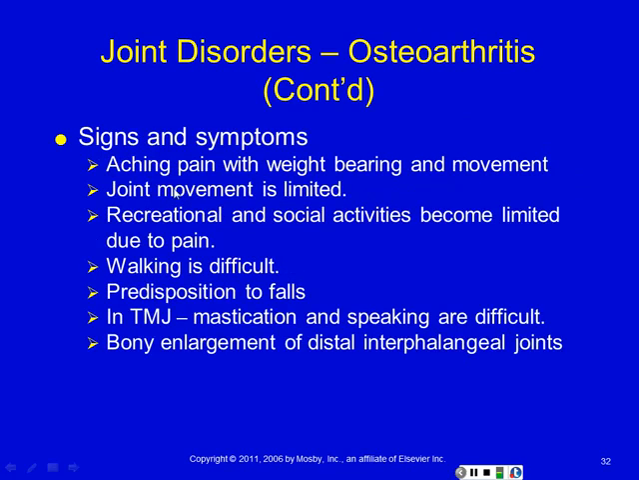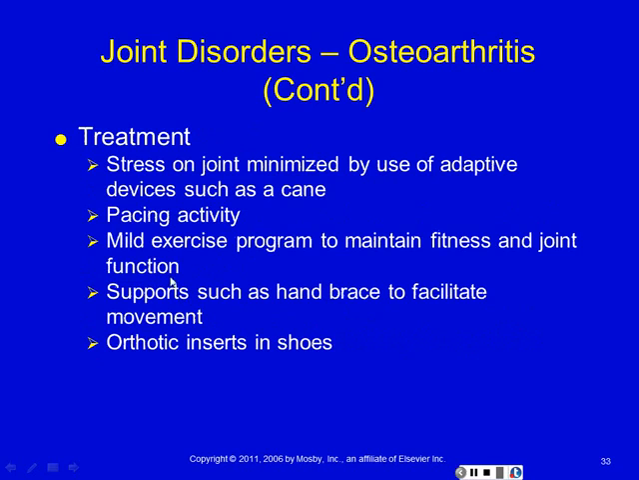So signs and symptoms: pain with weight bearing and movement, and a reduction in range of motion at the affected joint. Walking becomes difficult. These people are predisposed to falls because their joints lack mobility, so they tend to be a little unbalanced. All right. Treatment.